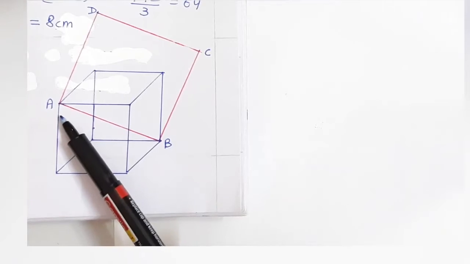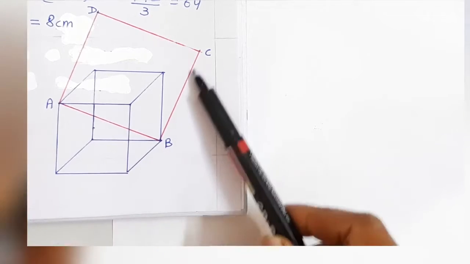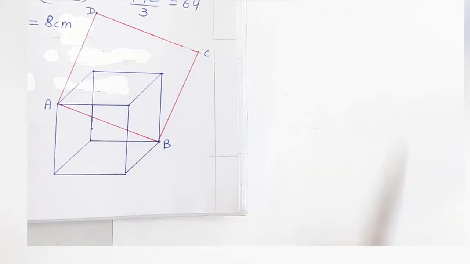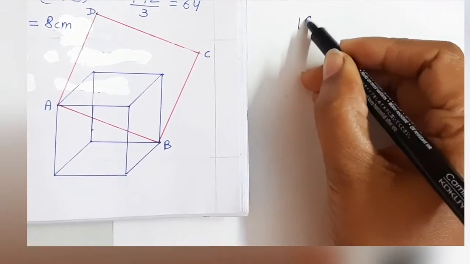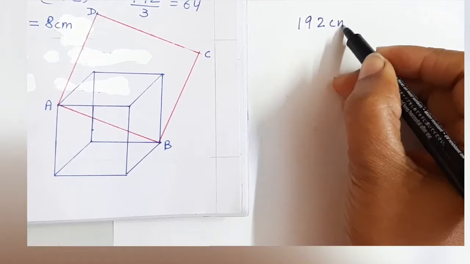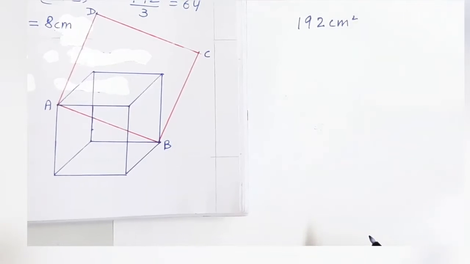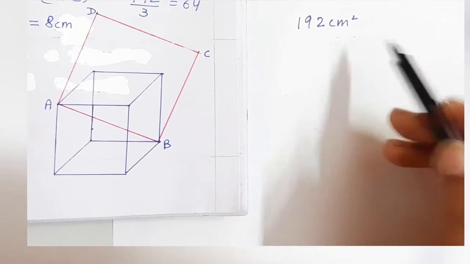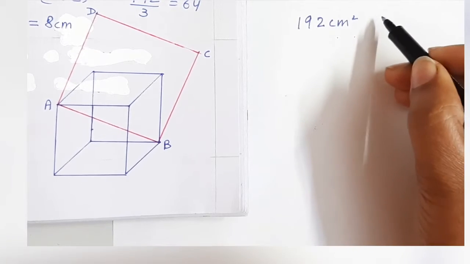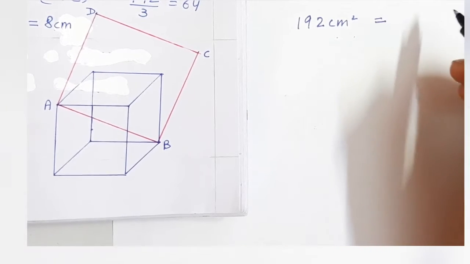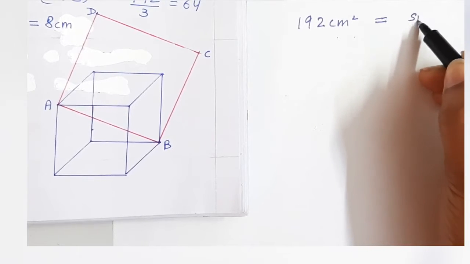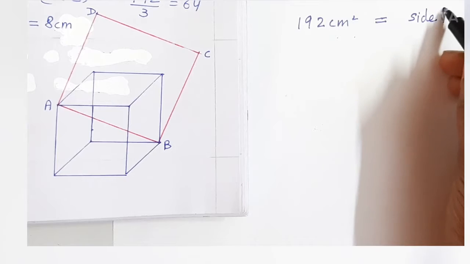So now according to the question, the square on the diagonal of a cube has an area 192 centimeter square. Clear? So here 192 centimeter square is basically equal to the square of the diagonal, that is side of a square.